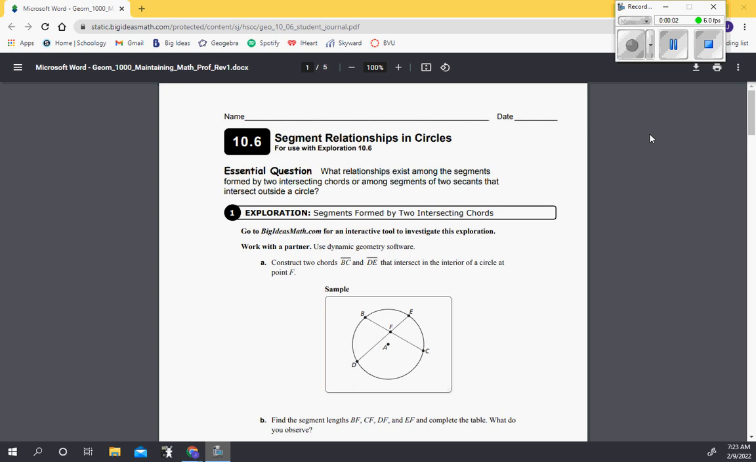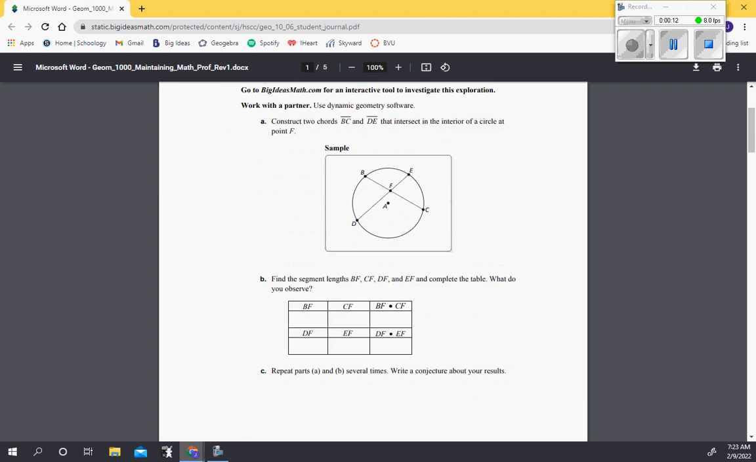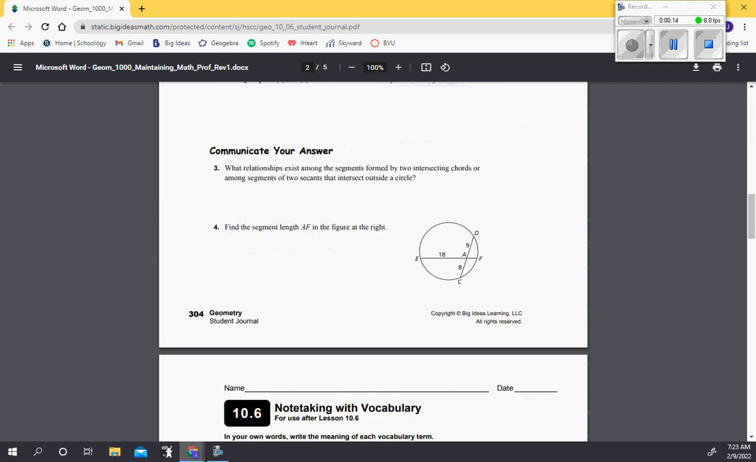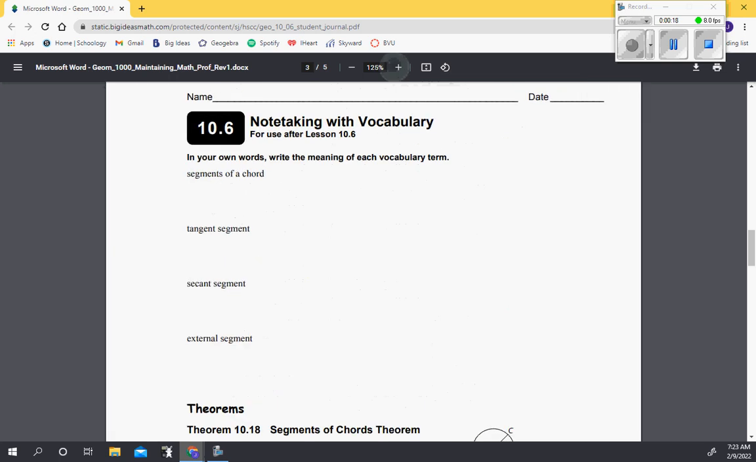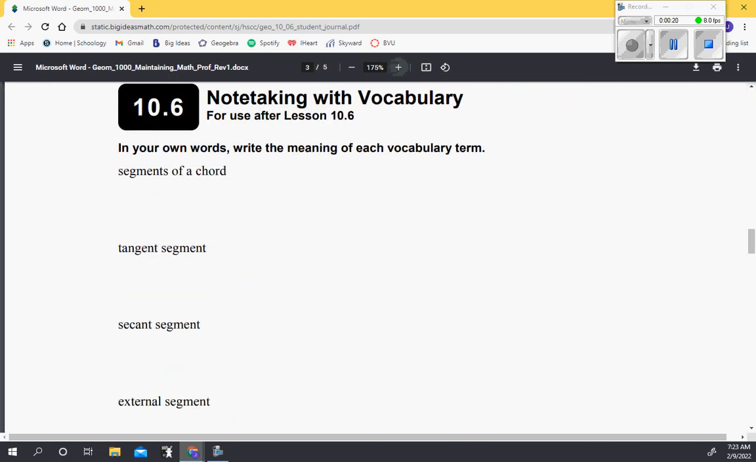Alright, this is the last lesson in Chapter 10. We're talking about segment relationships in circles. Remember, a segment is just a line with two endpoints. We're going to skip all the way down to some definitions. The first one is segments of a chord.